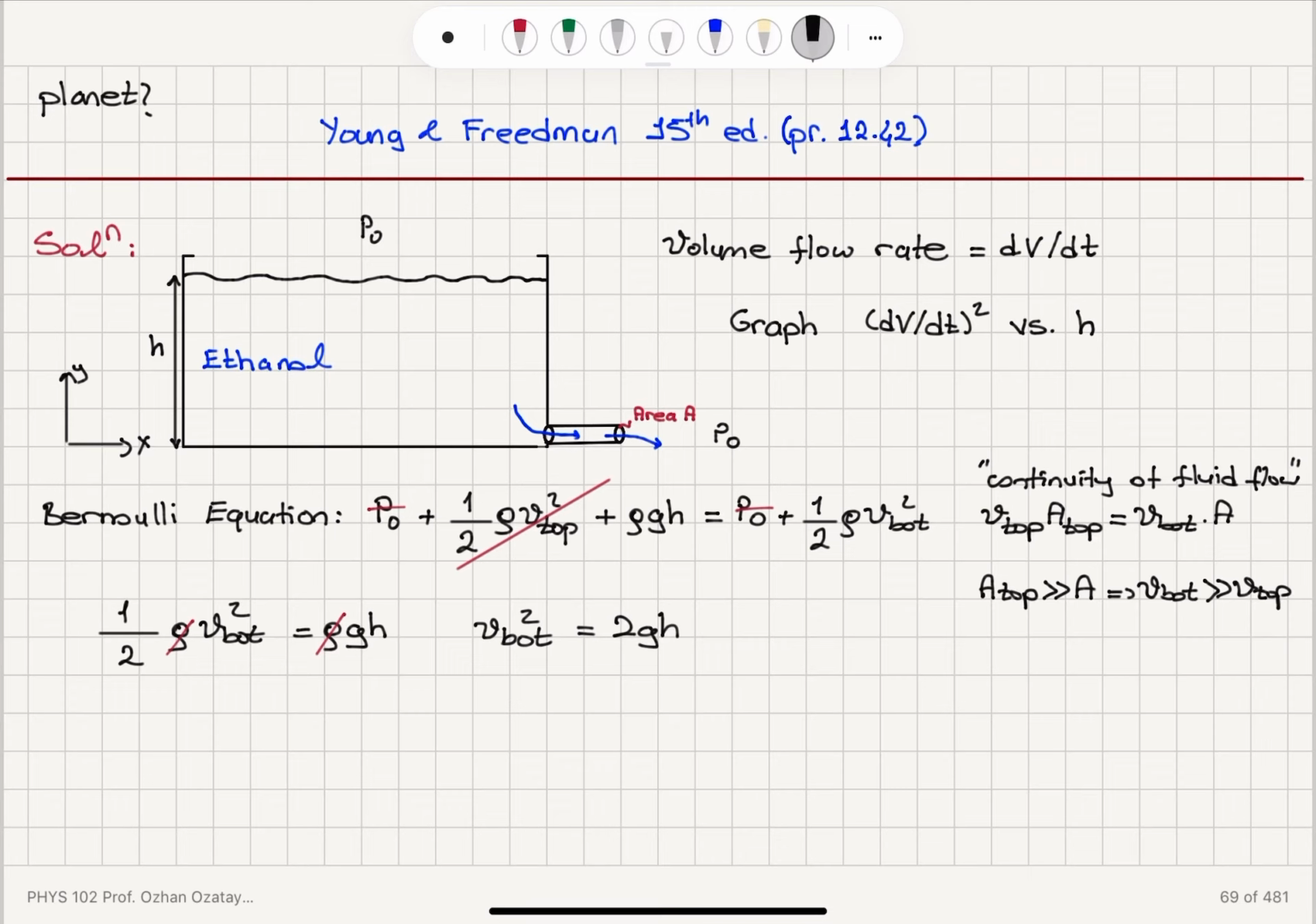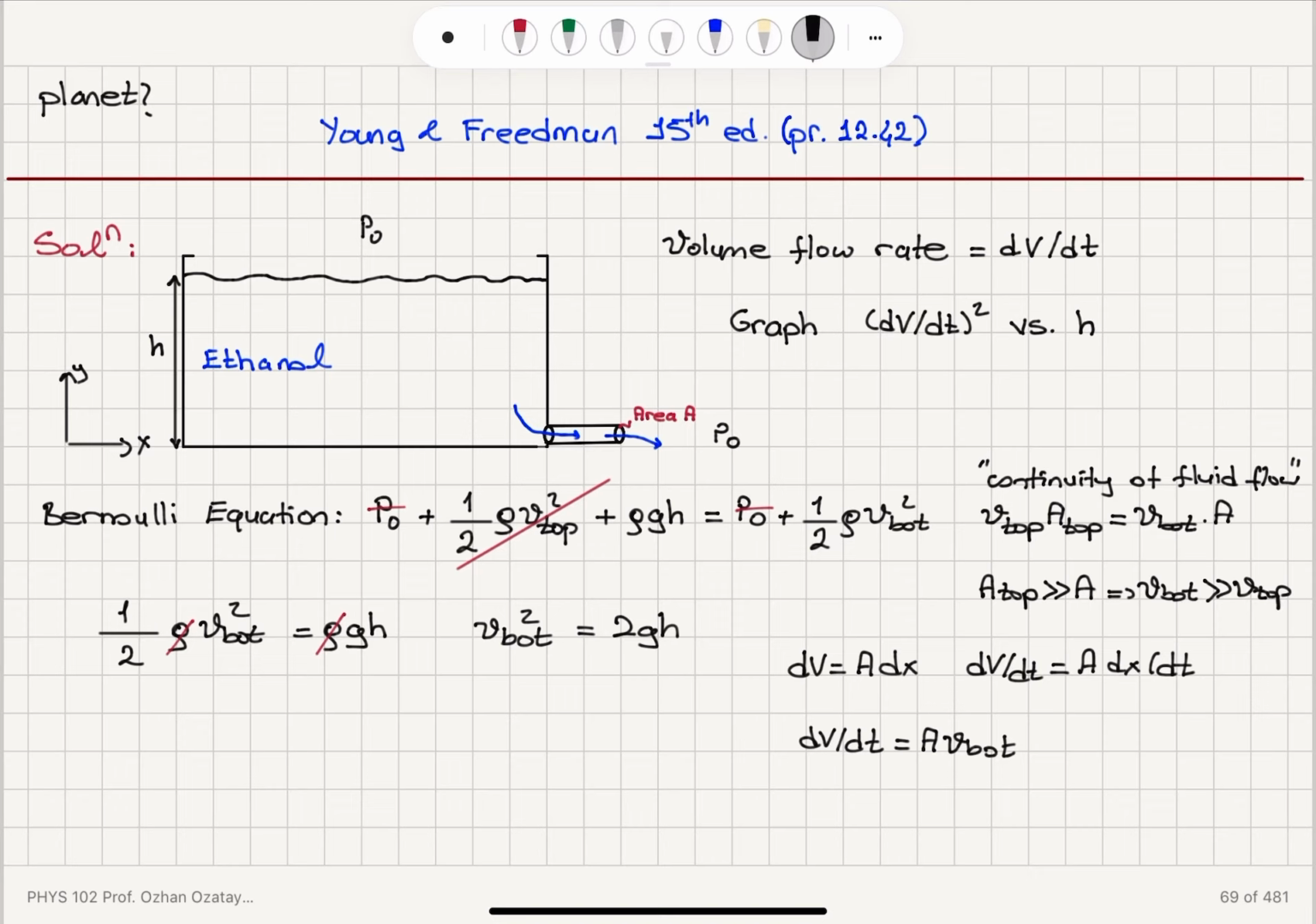All right. So here I note that dV is equal to A times dx. So this area multiplied by dx is the dV. So dV/dt is A dx/dt. So as I noted for the continuity equation, dV/dt, the volume flow rate, is actually the cross-sectional area of the bottom pipe multiplied by V bottom.